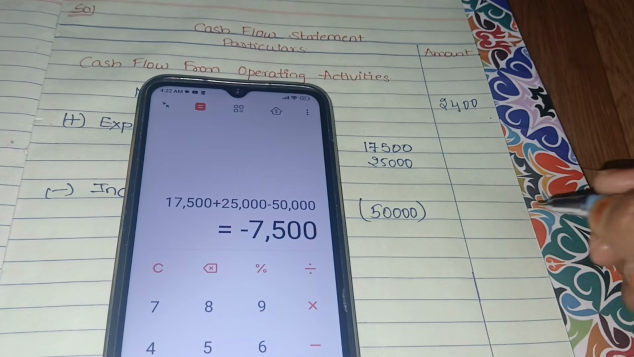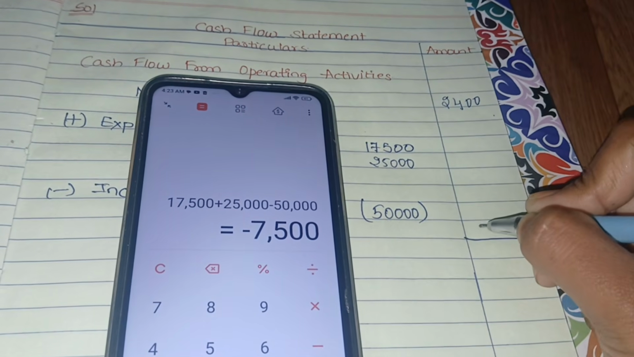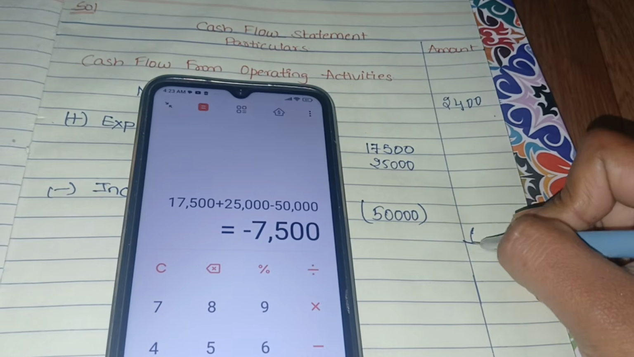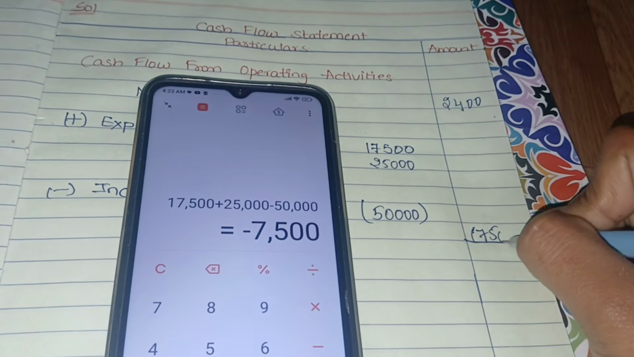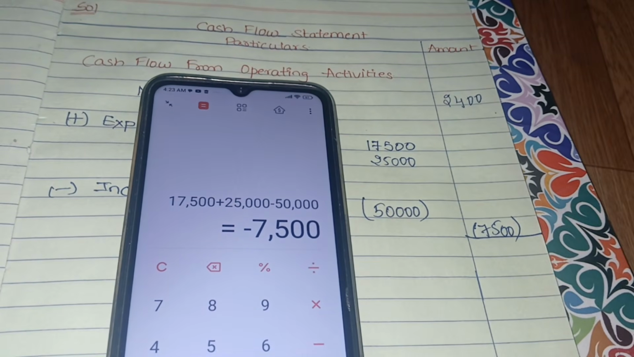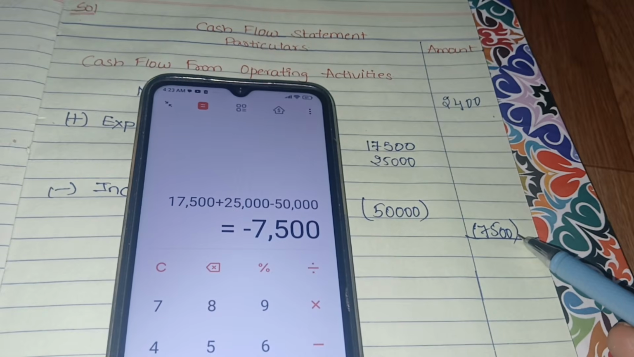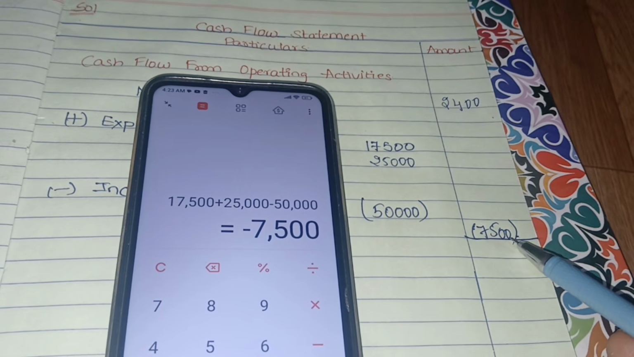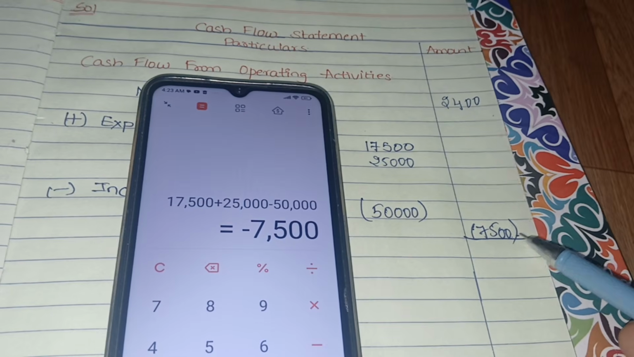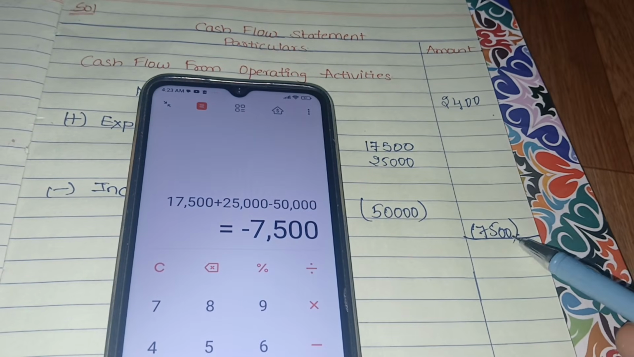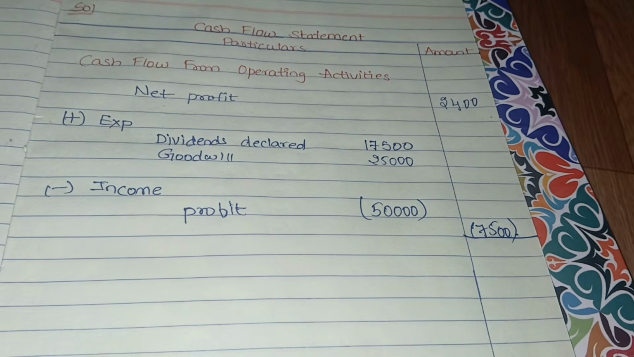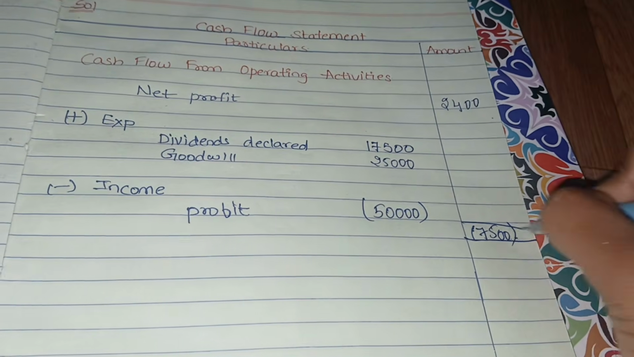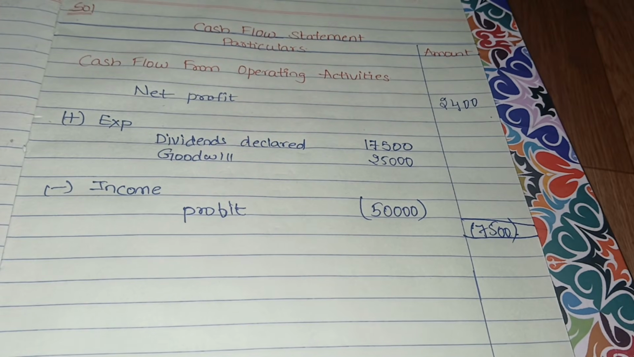How much will you get? Minus 7,500 you will get. Minus indication is nothing but a bracket. This is the negative value. Okay, what you need to do? The minus 7,500 you are getting, I will write in the bracket. Okay, so what is this amount called according to the pro forma? Operating profit we can call it.